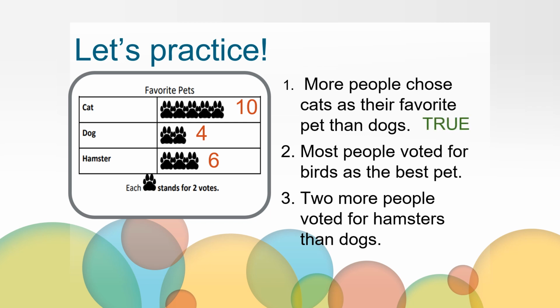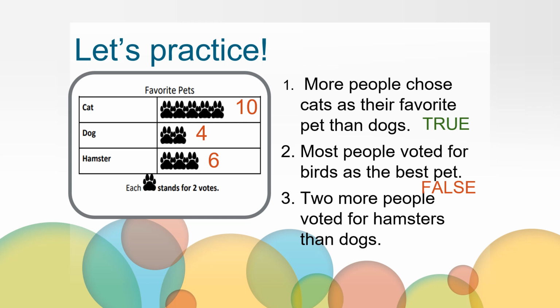Number 2 reads, most people voted for birds as the best pet. You're correct. This statement is false. We do not have data in this graph to tell us about birds. Also, our graph is about favorite pets, not the best pets. We have to be careful to pay attention to the title so we know what question this information can answer.